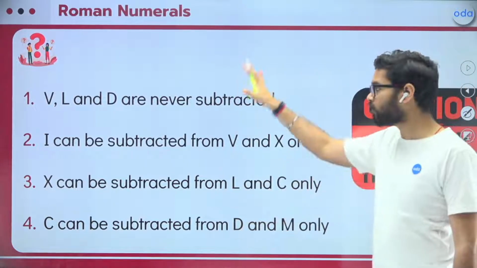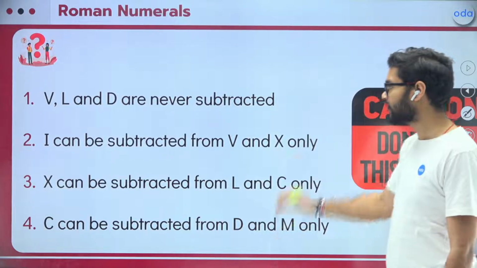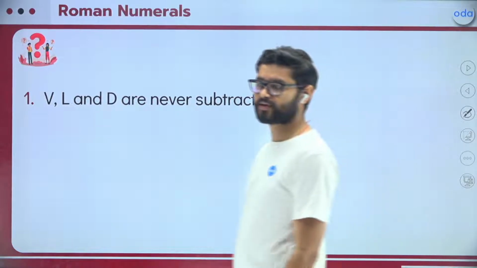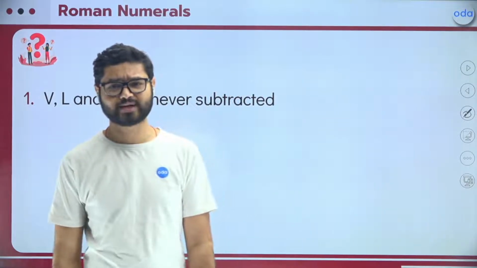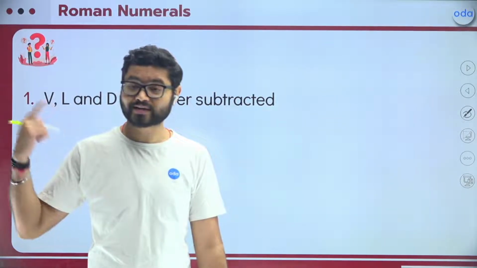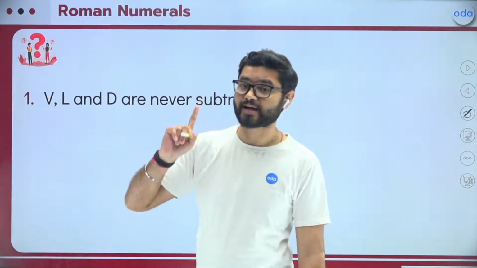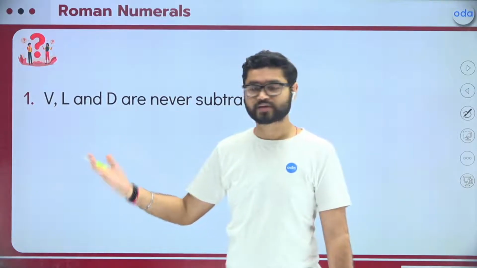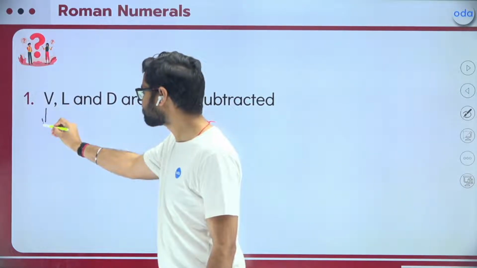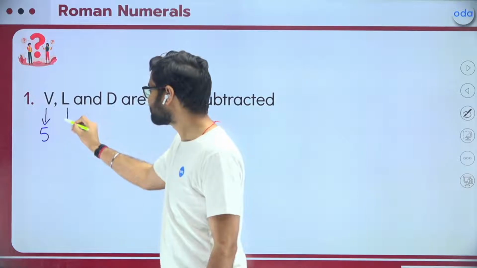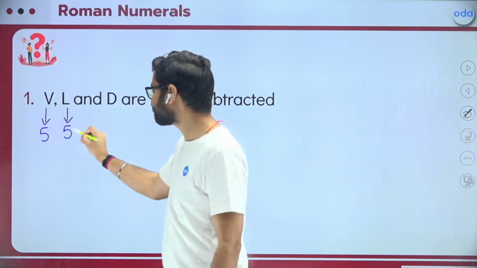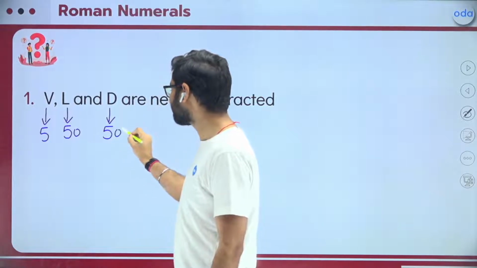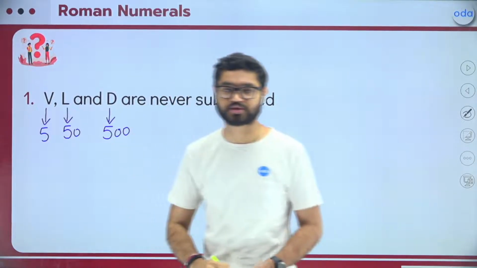Let's discuss all the rules one by one. V, L, and D are never subtracted. Can you recall in session number 1? I have told you V, L, and D can never be repeated, right? All the symbols which contain the value 5, they can't be repeated. In the very first session, I told you. And today, I am telling you one more thing, that we cannot do the subtraction.